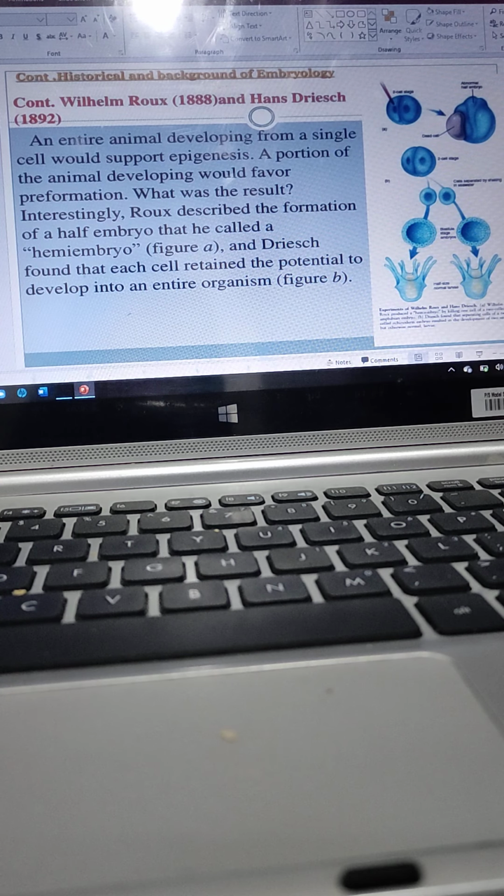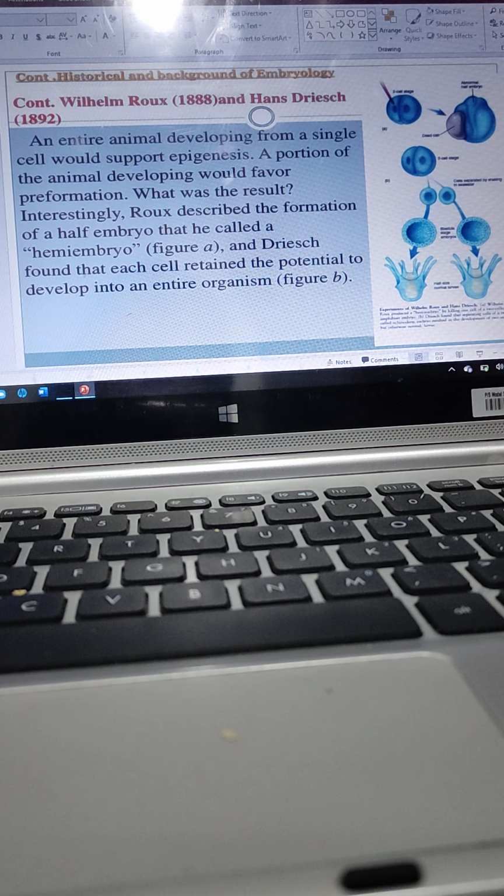Driesch used echinoderm embryos, well-known species from echinoderms being sea stars, sea urchins, and sea cucumbers. He completely separated the divided cells. An entire animal developed from a single cell. It supports epigenesis. Driesch found that each cell retained the potential to develop an entire organism. Biologists now know that Driesch was correct.